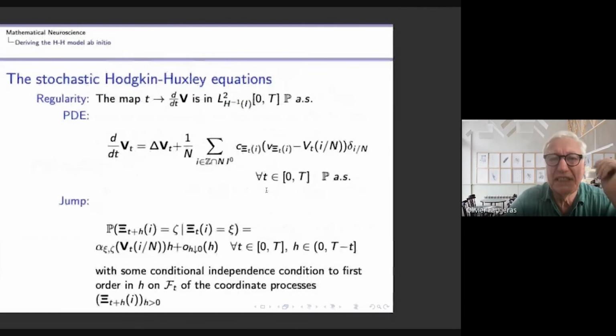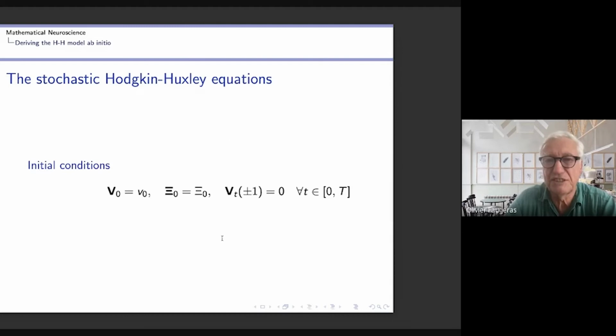Oops, sorry. And you also have some condition to describe the jumps. So the probability that at time t plus h the state at i is equal to zeta, given the fact that at time t it was xi, is given by, it's proportional to the rate of change, alpha xi zeta, multiplied by the time h, plus something small which goes to zero when h goes to zero. You have some conditional independence conditions, which I will not describe here, but you have the two equations for the membrane potential and the transition states. You also have some initial conditions.